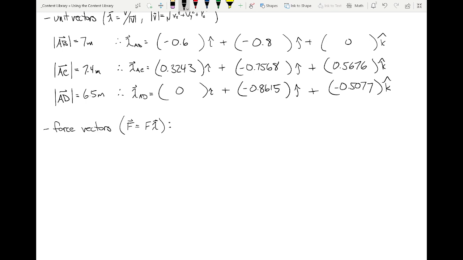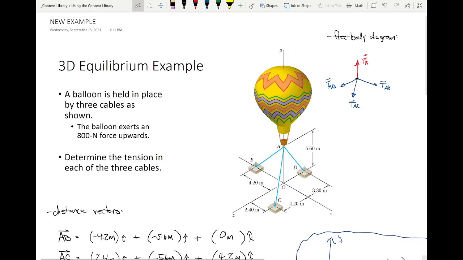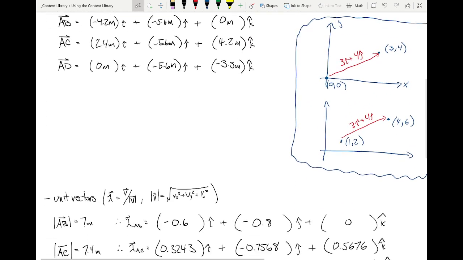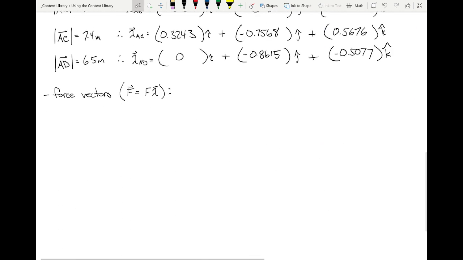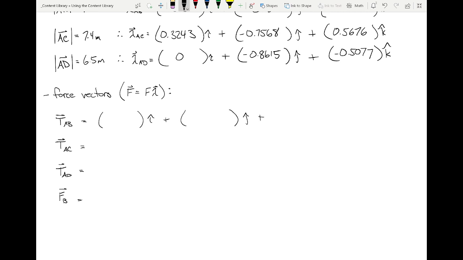So we've got 4 vectors associated with this problem. Why do we have 4 vectors? We go to our free body diagram. Our free body diagram had 1, 2, 3, 4 force vectors. So we should have 4 force vectors right here. We should have tension AB, tension AC, tension AD, and then FB equals a pile of junk times I plus a pile of junk times J plus a pile of junk times K.